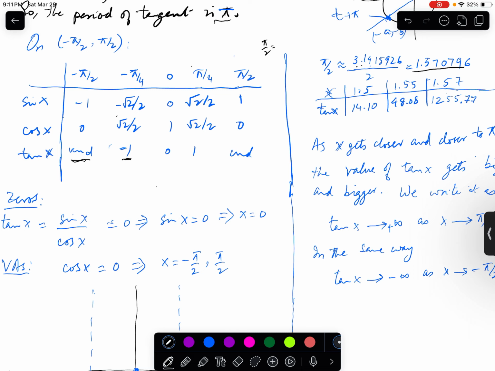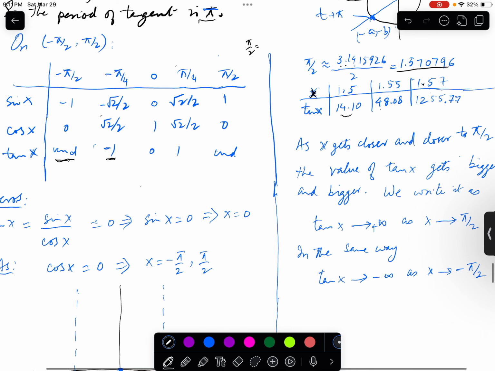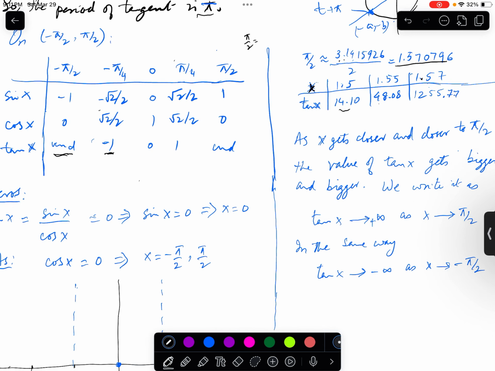So if we try to find the tangent of x at 1.5 using a calculator, we get this value. If we get even closer, at 1.55, we get 48.08. Closer still, at 1.57, we get 1255.77. So you notice what is happening as we get closer and closer to pi over 2: the value of tangent is becoming larger and larger. We say as x gets closer and closer to pi over 2, the value of tangent x gets bigger and bigger, and we write it like this.